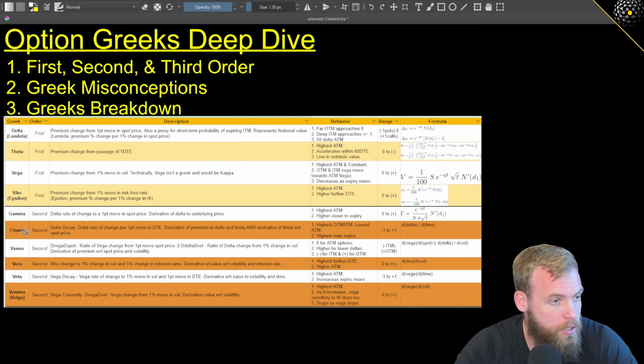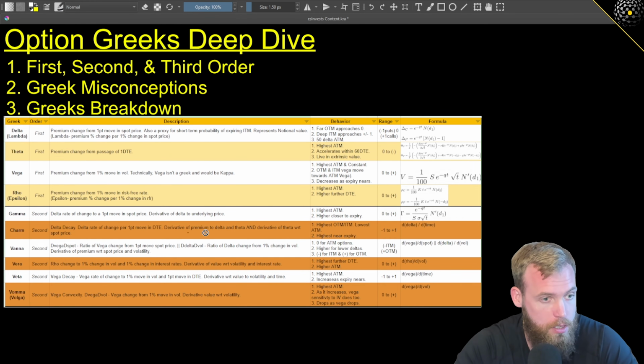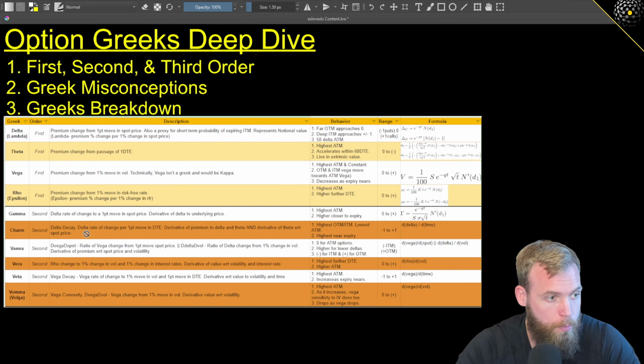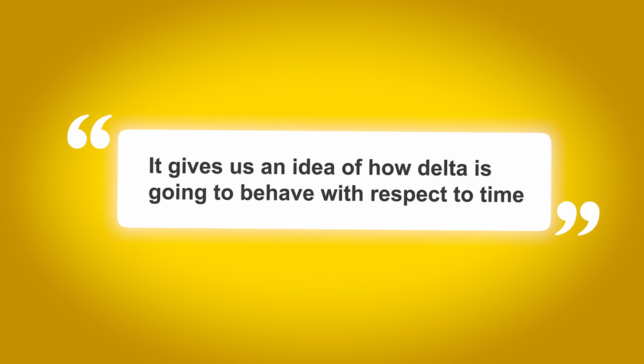Okay, so now we're going to move on to charm, which is also known as delta decay. So this is the delta rate of change per 1-point move in days to expiration. So as each 1 day moves. And it is the derivative of premium to delta and theta. It is also the derivative of theta with respect to spot price. So what do we use charm for? It gives us an idea of how delta is going to behave with respect to time.